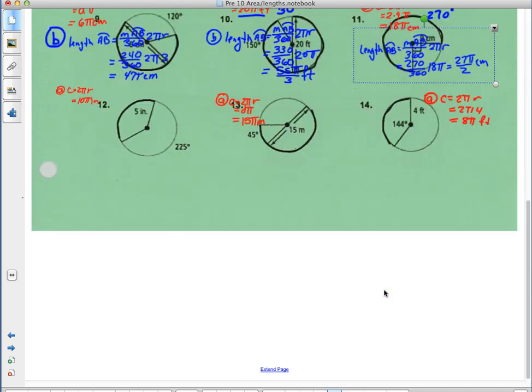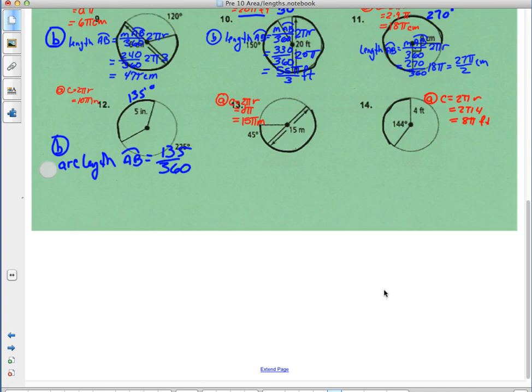Extend that up. So this last one, this is 225, but I got 360 minus 225. So I got a 135 degree arc I want to look for. Okay, so now in the B, I'm looking at my arc length. My arc length of AB is 135 divided by 360 times my circumference, which is 10 pi.